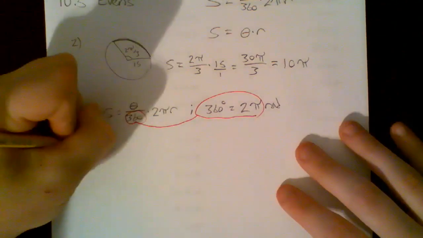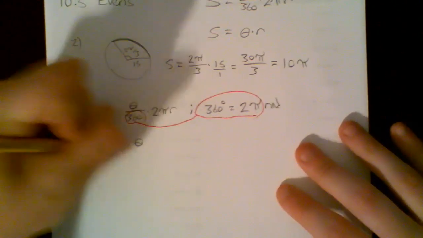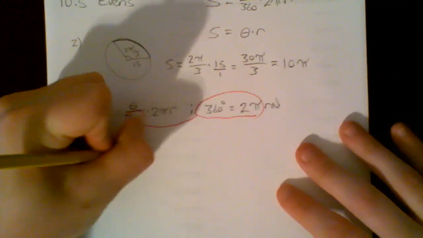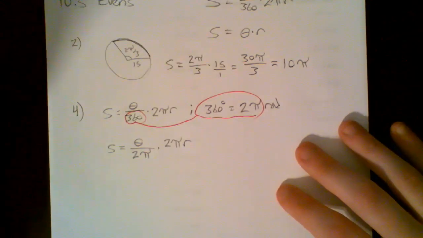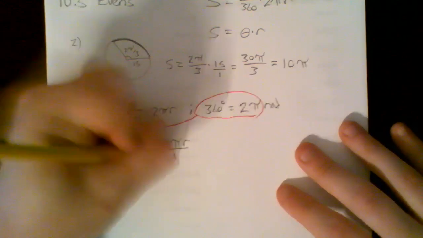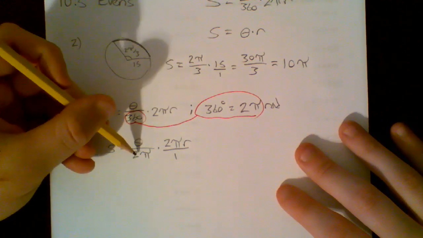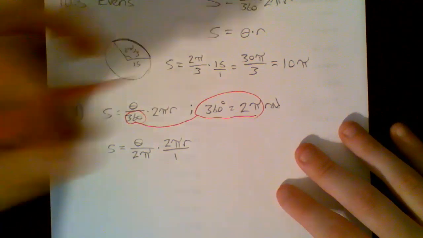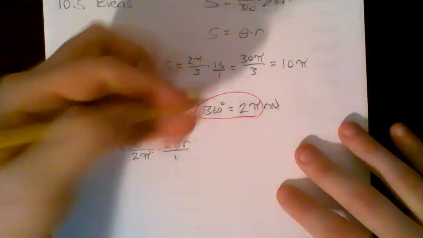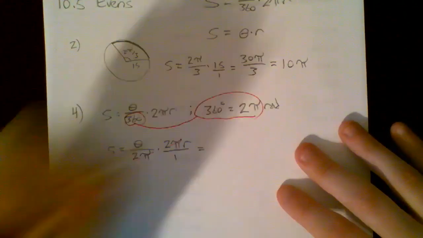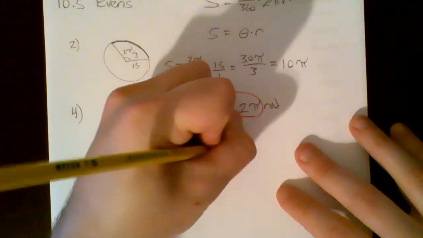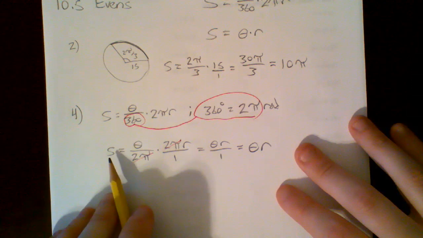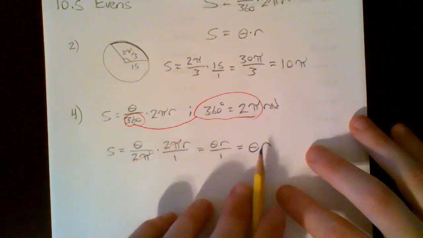So in doing so, we have S equals theta over 2 pi times 2 pi r. And again, we can take this 2 pi r and turn it into a fraction. If you notice, we have a 2 pi on the bottom of the fraction, a 2 pi on the top of the fraction. These cancel out. And if we just multiply what's left over straight across, we have theta r over 1. And since it's over 1, you don't even need that. So we can call this theta r. So an arc length S is just equal to the central angle in radians times the radius.